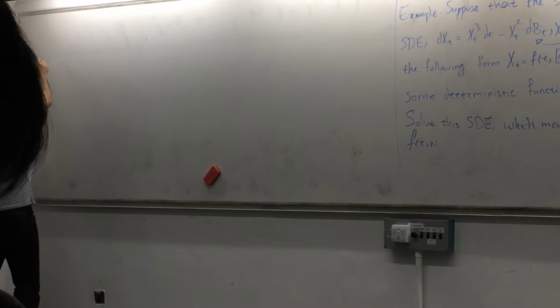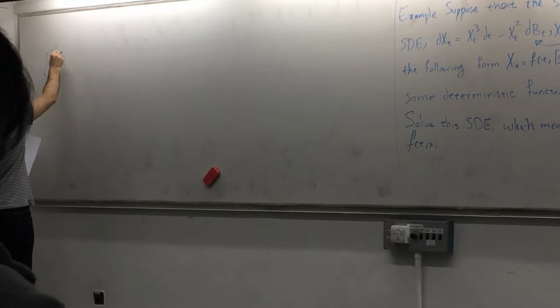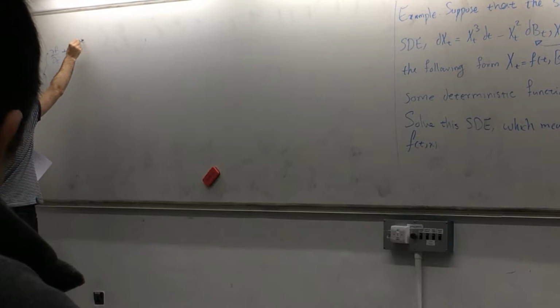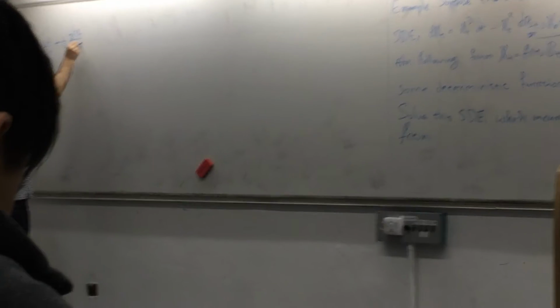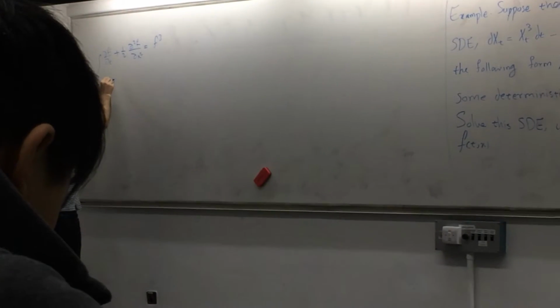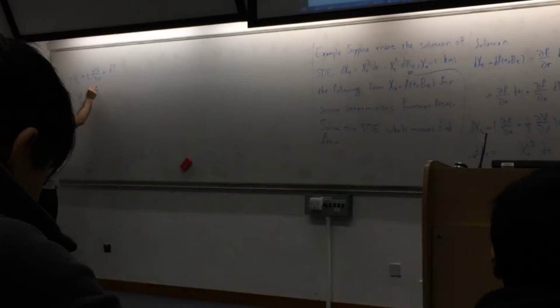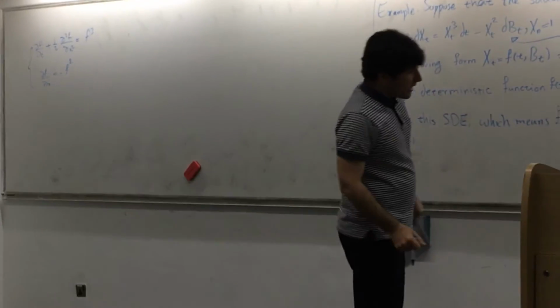So I write down the equation again: partial derivative of f with respect to t plus half of the second partial derivative of f with respect to x squared must be f cubed. And the partial derivative of f with respect to x must be minus f squared. Same thing that we have.